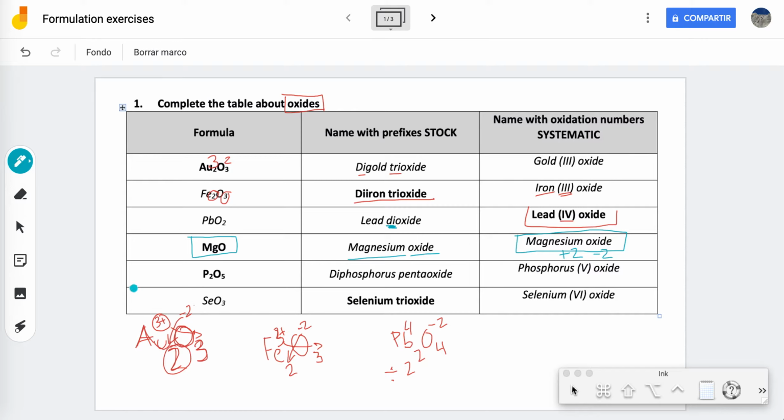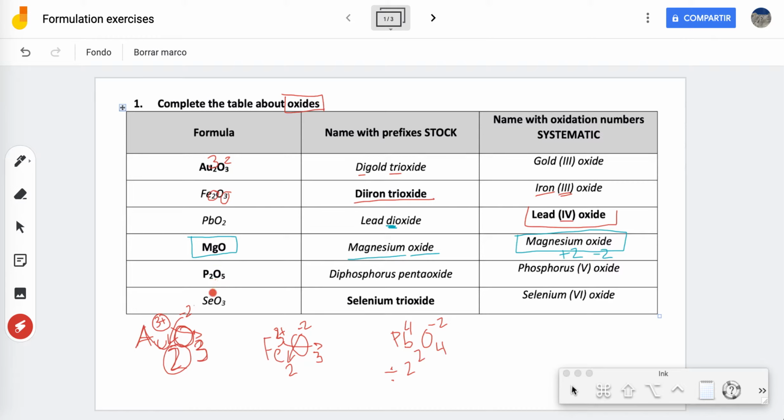And why don't we have a 2 here? We don't have a 2 here or a 2 here. Why? Because we divided by 2. We divided by the same number, by 2. So we don't write it. Okay? Next, we have this P2O5. This is phosphorus and oxygen.